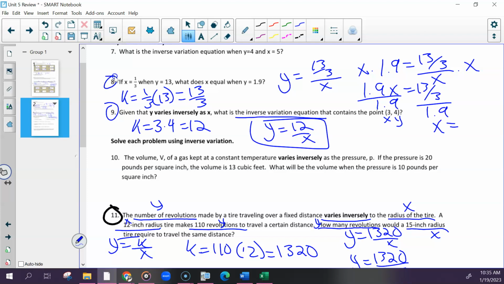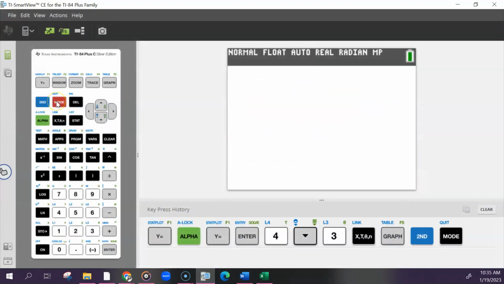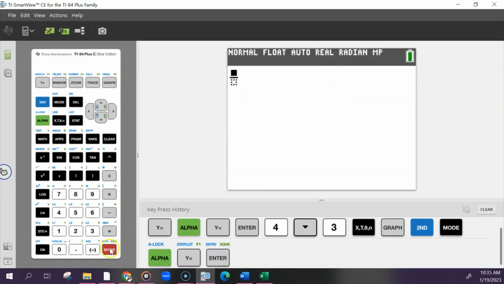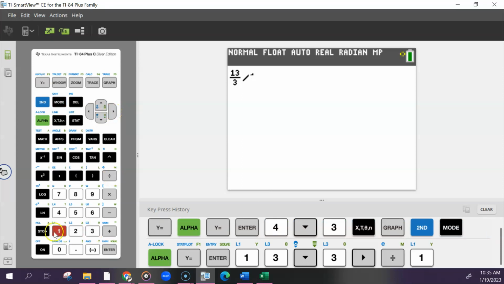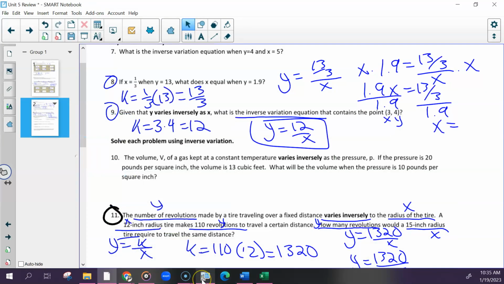So in your calculator, when you do this, I would recommend that you do one of these two things I'm going to show you. Write the 13 over 3 as your alpha y equals fraction. Come out of it, and then divide by 1.9. So you're not doing a fraction within a fraction. It'll be a decimal, and that's fine. You can round to 1, 2, however many decimal places you want. So 2.28.